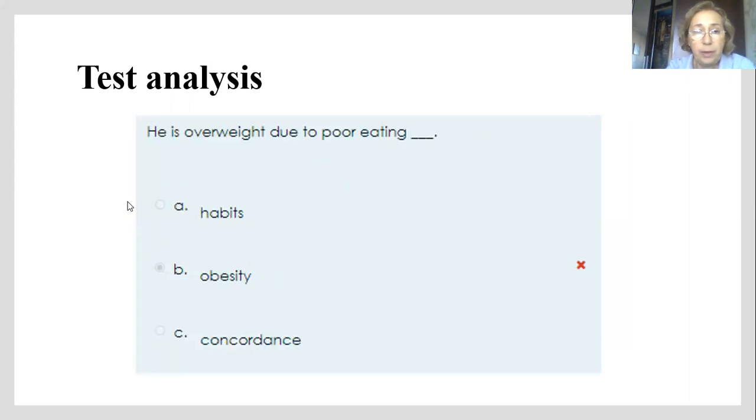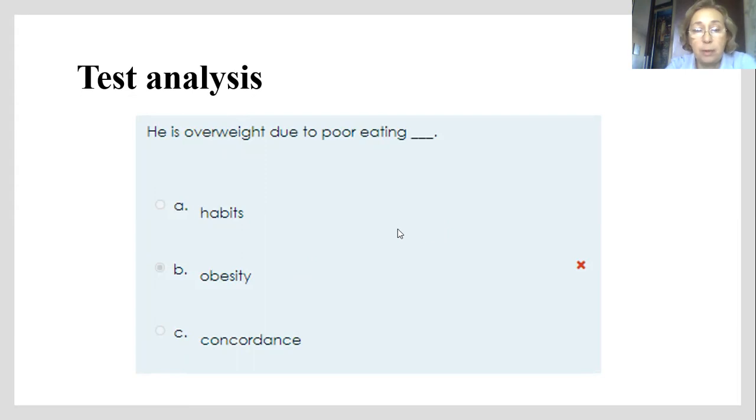Well, the next is a vocabulary task. He is overweight due to poor eating. Of course, when we see overweight, the first association is to use obesity, which is suggested. One of the options is obesity here. But we should also look at the structure of the sentence. So overweight or obesity is connected to what? To poor eating, what?